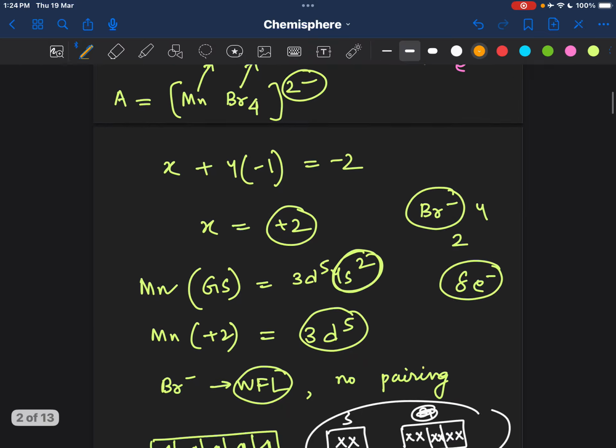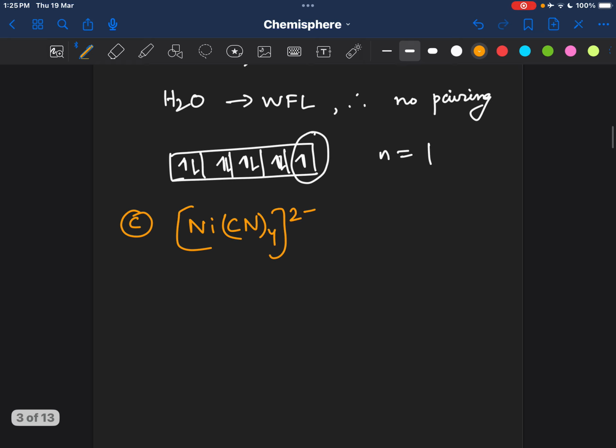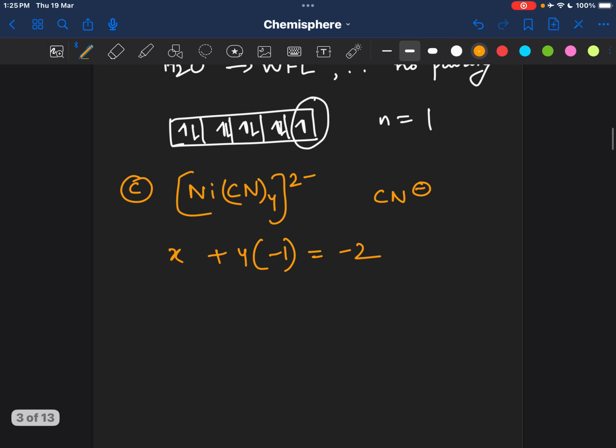Then let's calculate for complex C. Complex C is Ni(CN)4 2 minus. Okay, so again assume the oxidation state of Ni to be X. We know CN exists as CN minus. X plus 4 into minus 1 is equal to minus 2. So X is equal to minus 2 plus 4, that is plus 2. So therefore the oxidation state of Ni is plus 2.